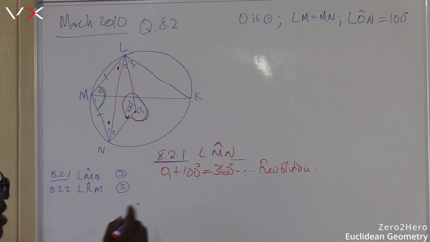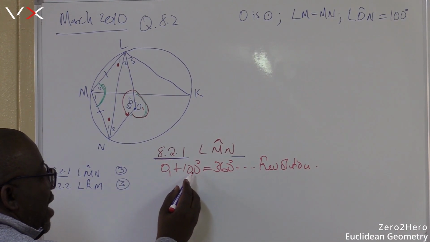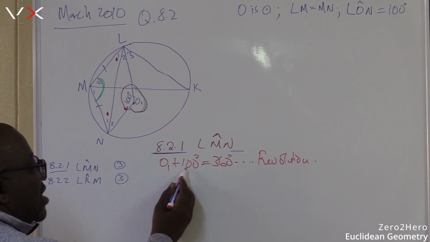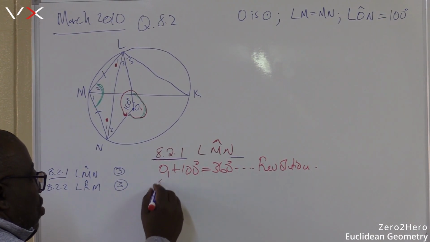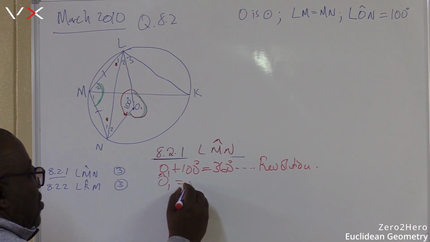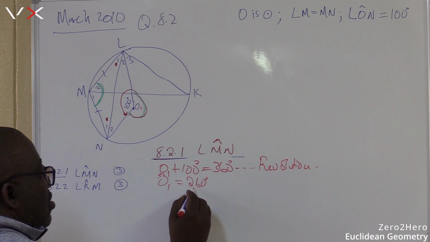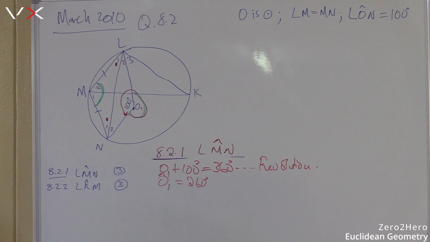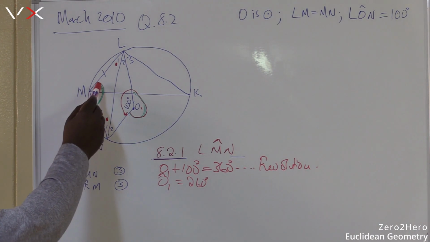Right, now watch here. O1 plus 100 is equal to 360. So it's 100 plus what that will give me 360? So O1 in this particular case will be equal to 260 degrees. So we know O1 is 260. But we're not looking for O1 in this particular case. We're looking for M1 plus 2.